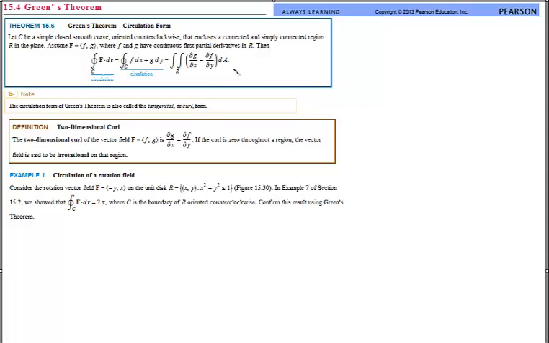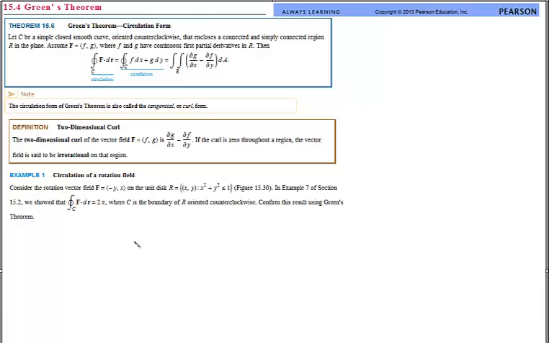with respect to area. Our C must be a simple, closed, smooth curve oriented counterclockwise, and it must enclose a connected and simply connected region in R. Once we have that, then we know that we can use Green's theorem.